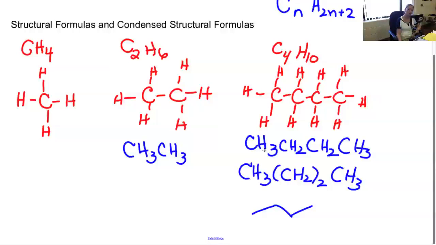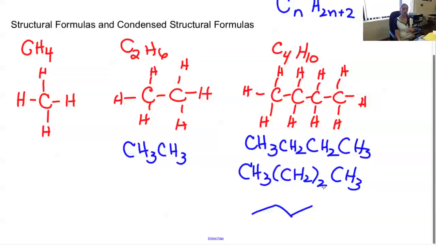You can also write another kind of condensed formula where I can group these 2 together because I have 2 of the same thing in a row. They do this a lot for big polymer chains. We have tons of CH2s or tons of different carbons that are all in a chain and they're all the same. So these are all CH2s, so all I do is I put a 2 there.